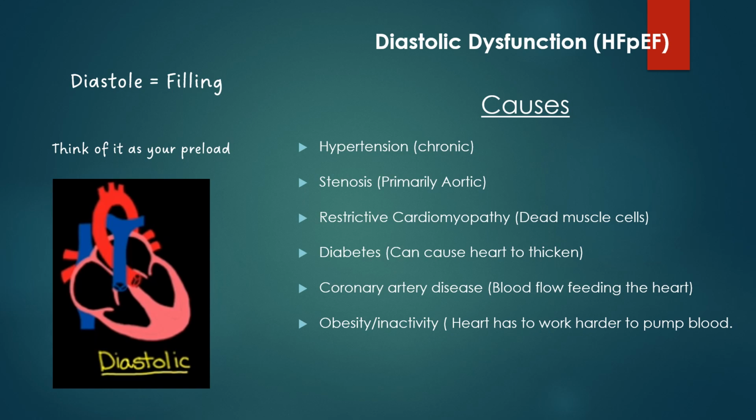Restrictive cardiomyopathy, dead cells, right? The dead cells can cause scarring and thickening. Diabetes can cause that heart muscle to thicken up. And then, of course, coronary artery disease, again, blood flow feeding the heart, okay? These are all common causes of the increased demand on that left ventricle, and it causes a decreased filling. And then obesity and inactivity. So basically the heart's going to have to work harder to overcome the resistance, and in time, like anything else, it's going to cause muscle thickening.